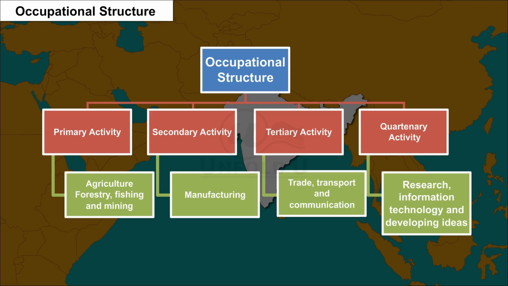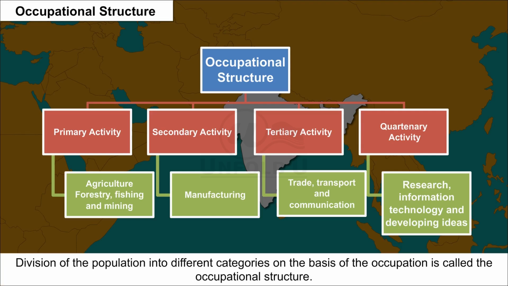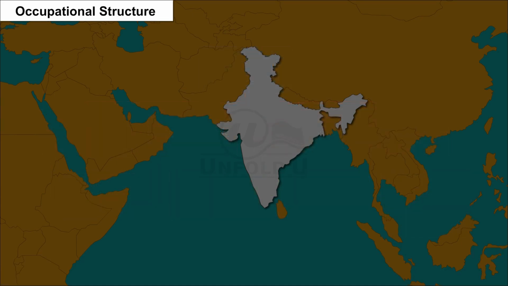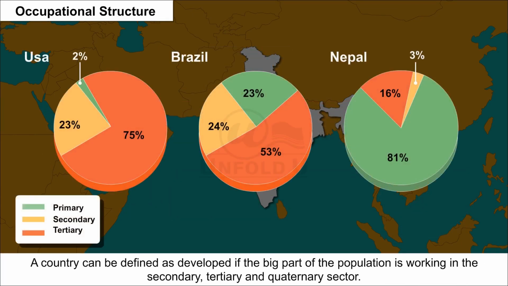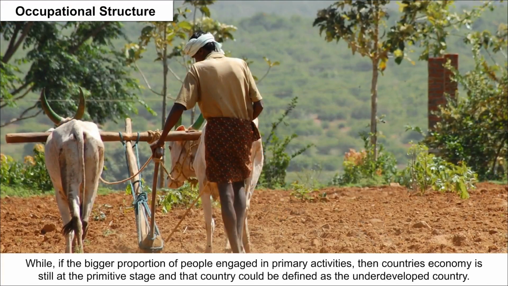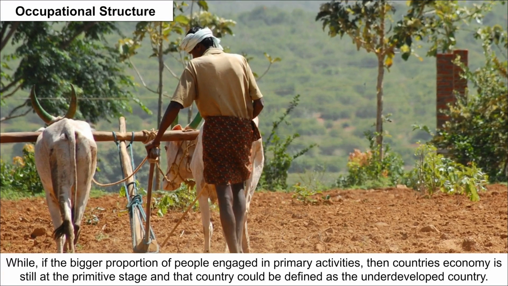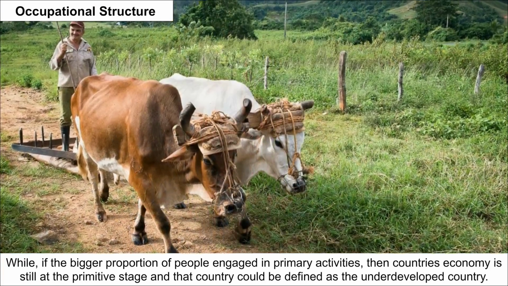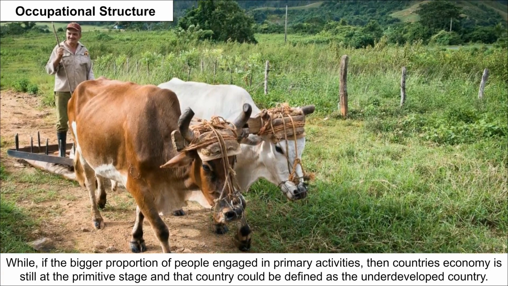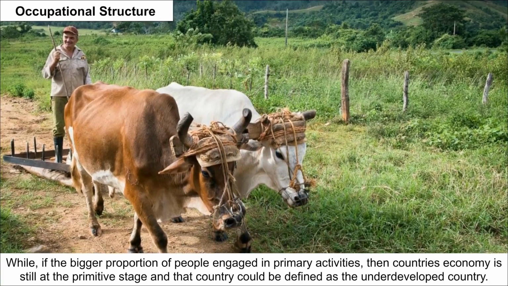Occupational structure. Division of the population into different categories on the basis of occupation is called the occupational structure. A country can be defined as developed if a big part of the population is working in the secondary, tertiary, and quaternary sectors. While if a bigger proportion of people are engaged in primary activities, then the country's economy is still at the primitive stage, and that country could be defined as an underdeveloped country.